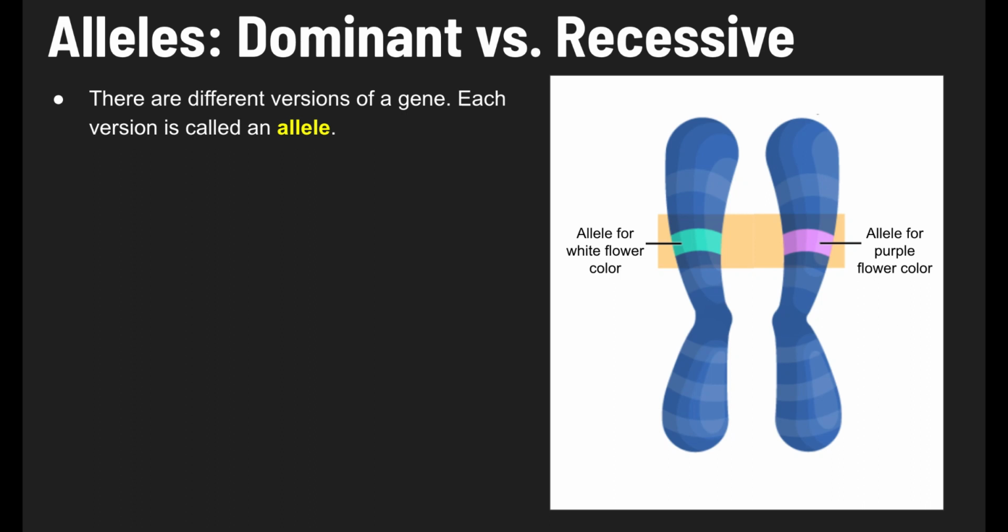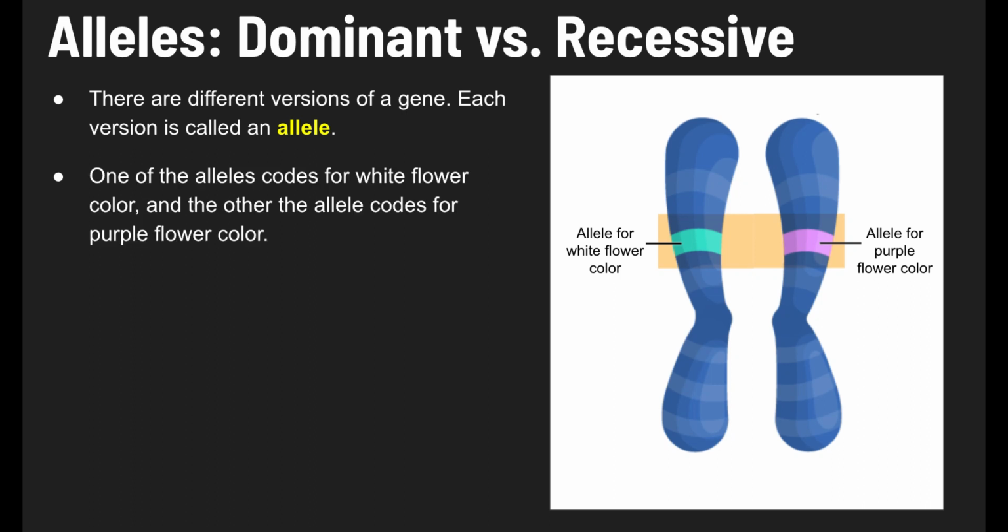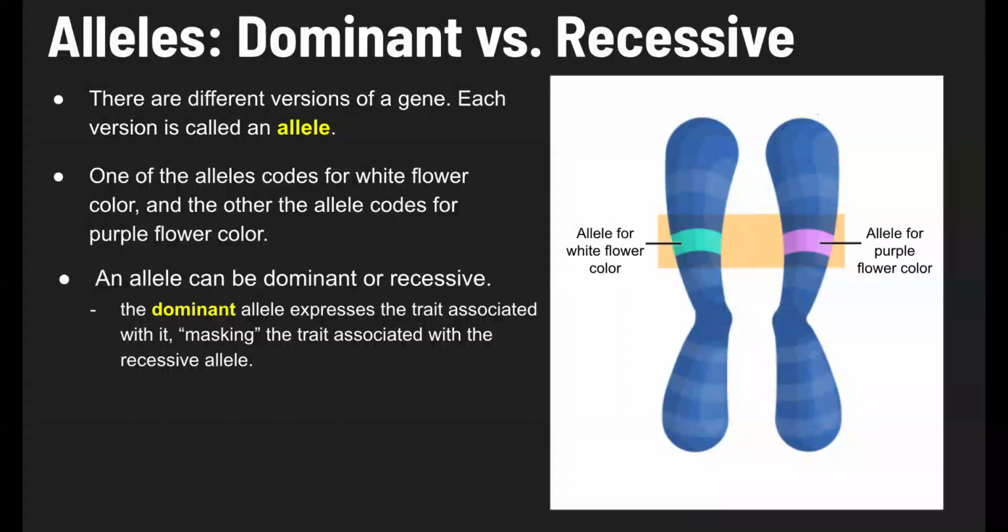So there are different versions of a gene, and each version is called an allele. One of the alleles codes for white flower color, and the other allele codes for purple flower color. So this green band here, it represents the allele for white flower color, and this one represents the allele for purple flower color. An allele can be dominant or recessive.